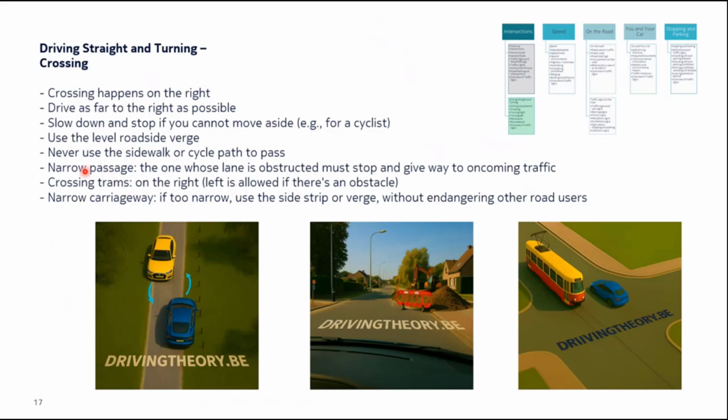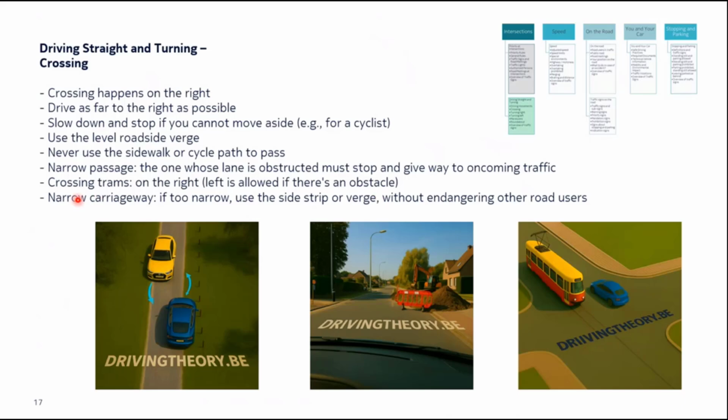Okay, then when there is a narrow passage, the one whose lane is obstructed must stop and give way. This is the priority rule. So here there is an obstacle, or there is an obstruction in your way. So you must stop and give priority to the traffic that's coming from the opposite direction. All right. Crossing a tram, again the same concept. You will always cross the tram from the right. Okay, and you are allowed to cross the tram from the left if there is an obstacle in your way.